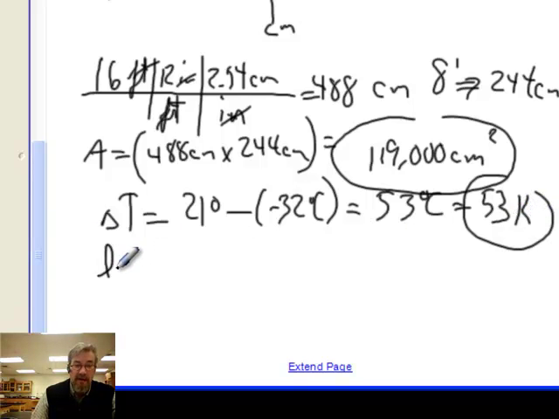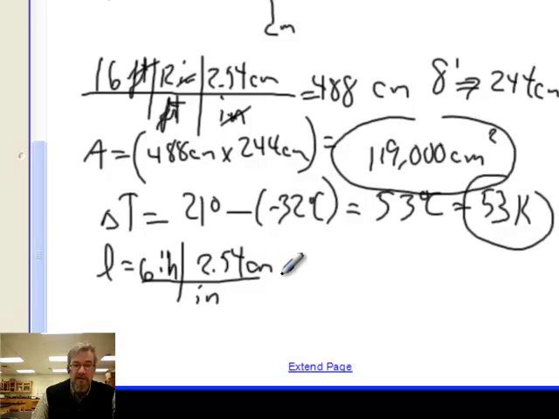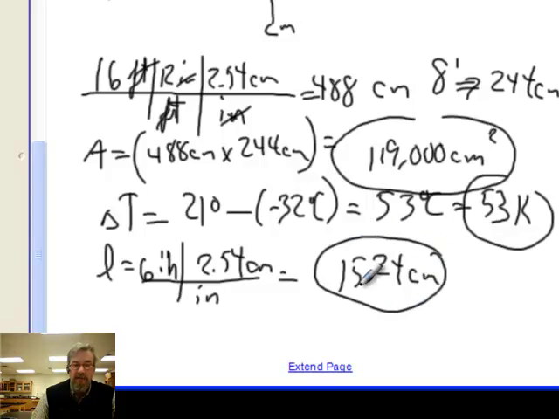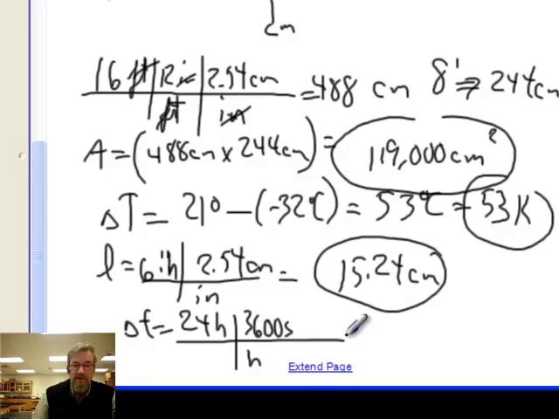Let's get the length. Length was 6 inches, and every 1 inch is 2.54 centimeters. So that means our path length is 15.24 centimeters, so that's L. And then the only other thing we have to convert is delta t. Delta t is 24 hours, and we know that an hour is 3,600 seconds. So we can convert there, and we come out with 86,400.